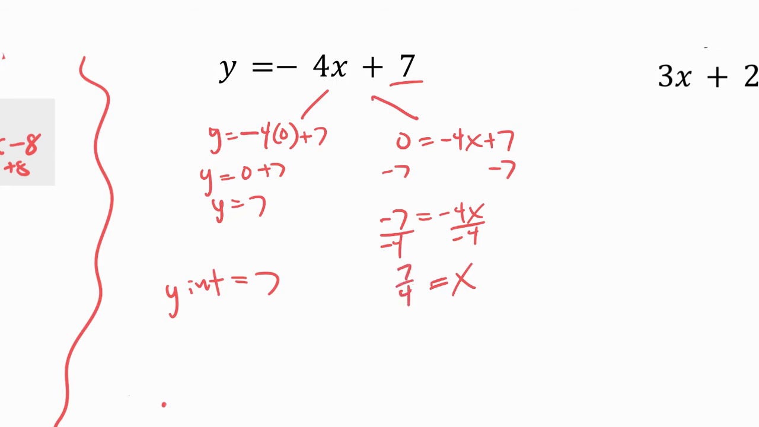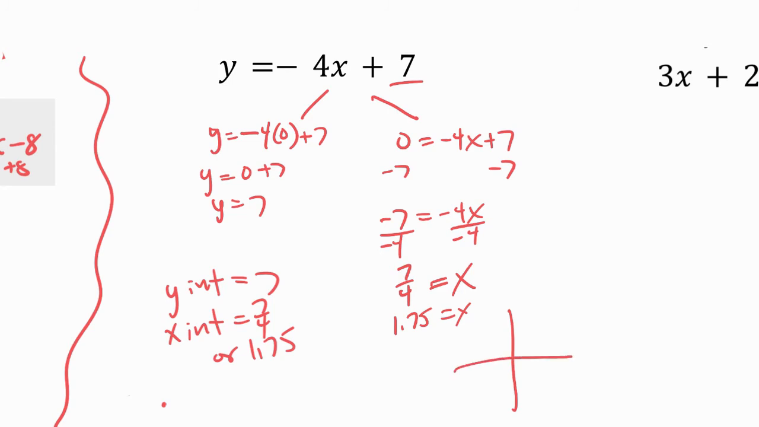Now this is a case where if you really wanted to change it to a decimal and you knew you could do it easily, go ahead. There's no need to, but if you do want to change it, that becomes 1.75 equals x. That means your x-intercept is 7/4 or 1.75. And again, if you were to graph that, that would mean your y-intercept is 7, your x-intercept is 1.75, so you get a line that looks something like that. But that's not necessary for today.